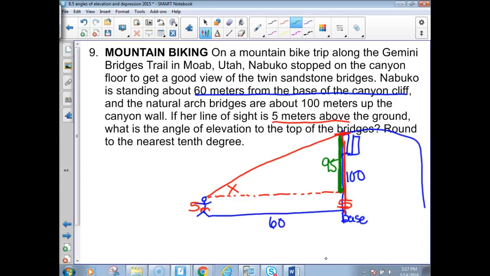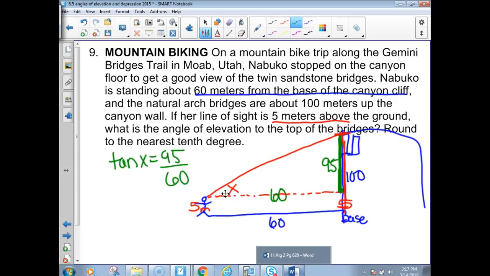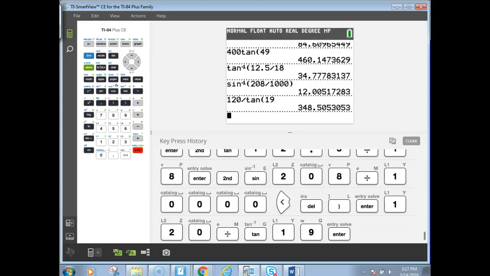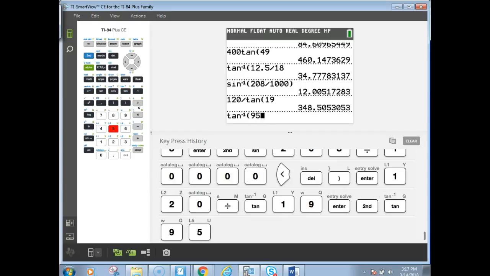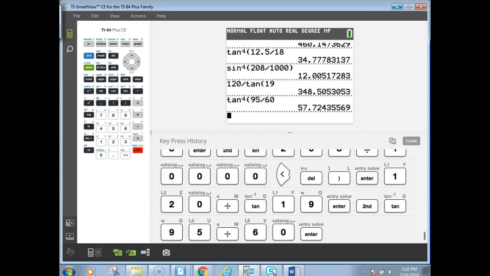All right, so now I can figure out, oh, and this 60 can be transferred to there. That's fine. So I've got opposite and adjacent. So I'm going to be doing the tangent of x is 95 over 60. So we're finding an angle measure, so we're just going to hit our second tangent, 95 divided by 60. And that angle is going to be 57.7 degrees.